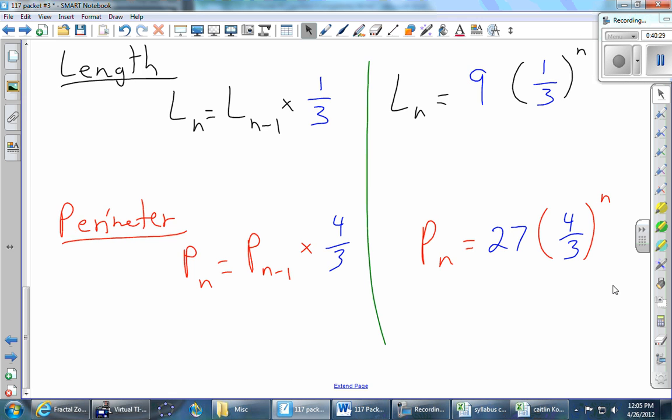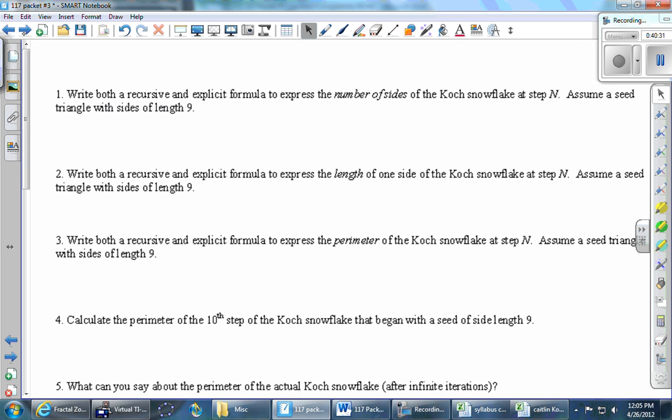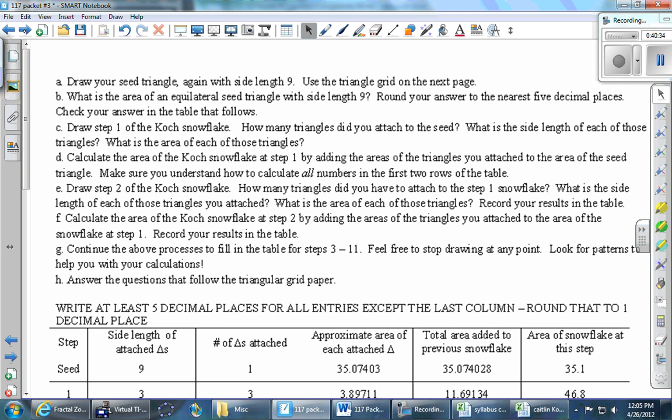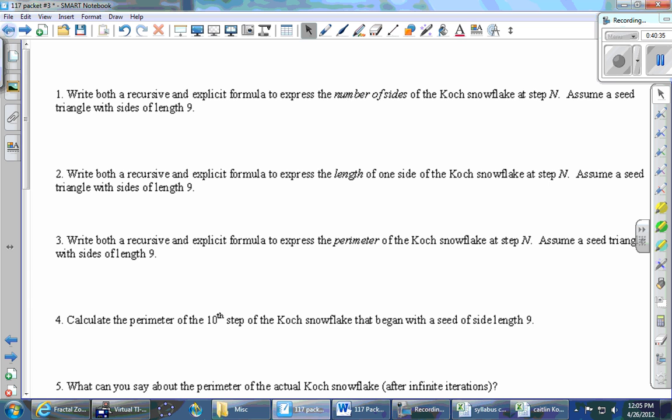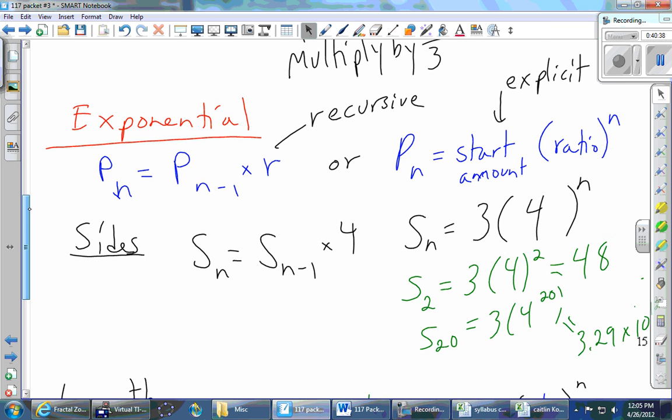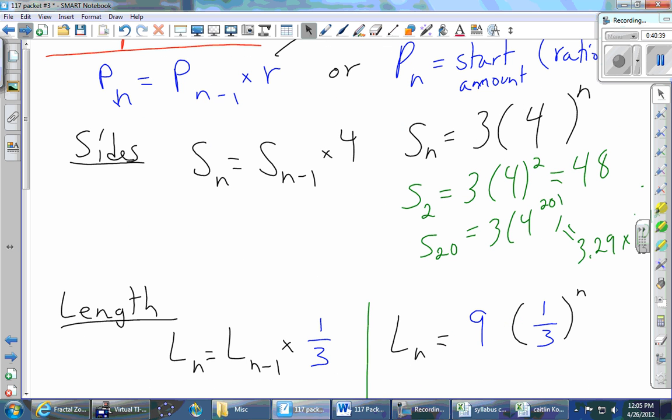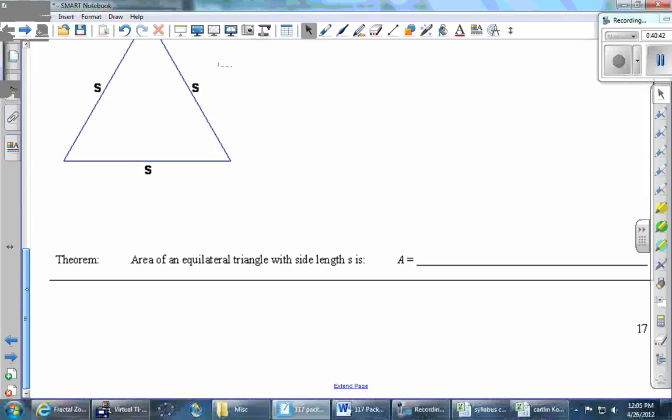And the other question we were interested in talking about was the area. So let's think about areas. Okay, down here at the bottom of page 17.